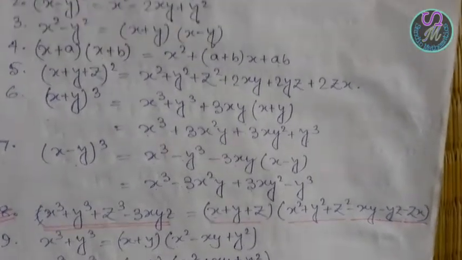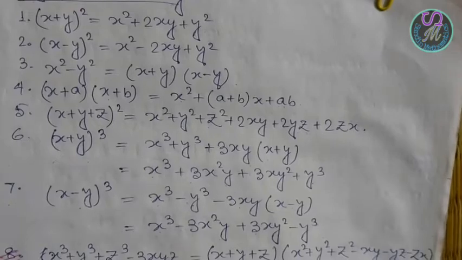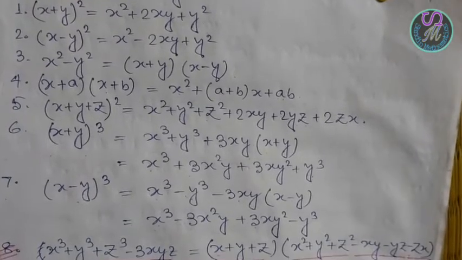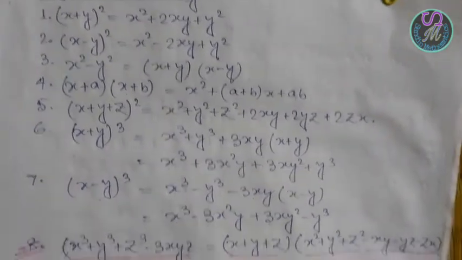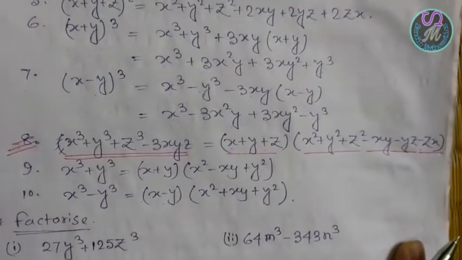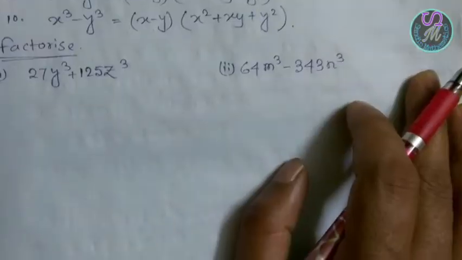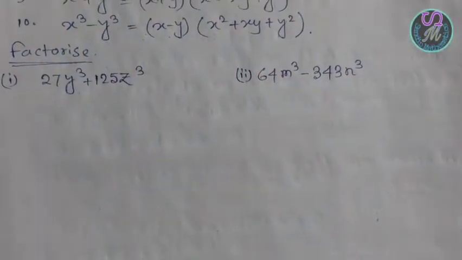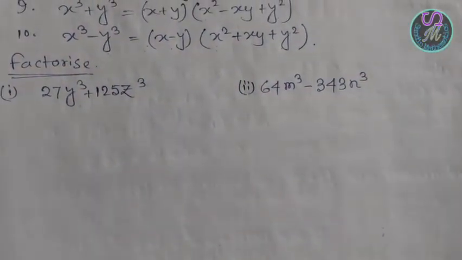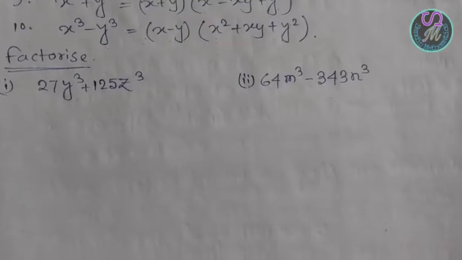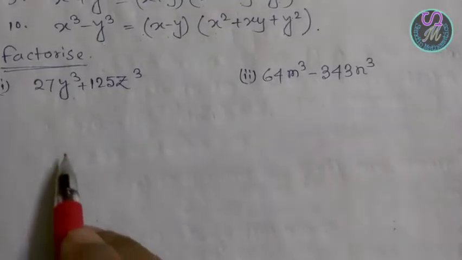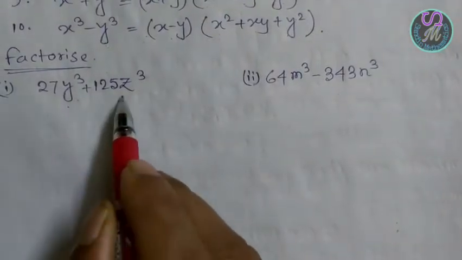Now everyone remember these 10 algebraic identities, and it is very important for class 9 and class 10 also. Now by using these identities, I will discuss some factorization. The first one is 27y cube plus 125z cube. So you have seen that y cube, here also z cube.